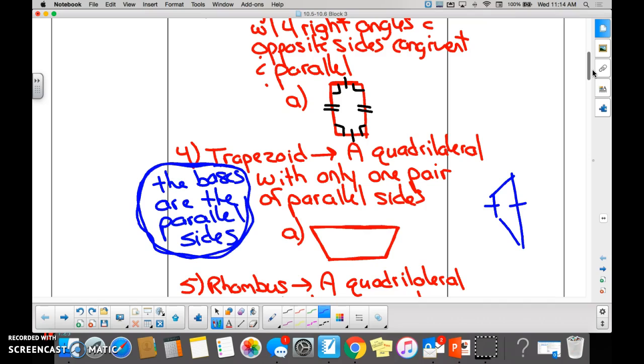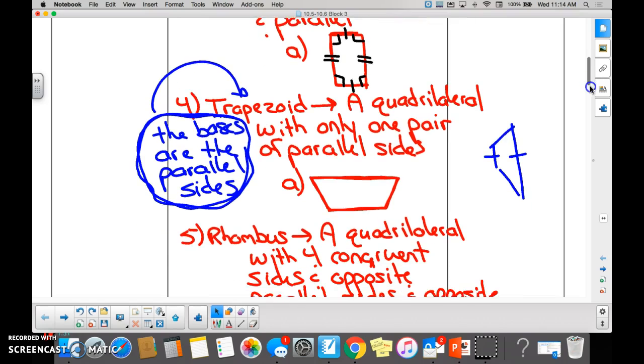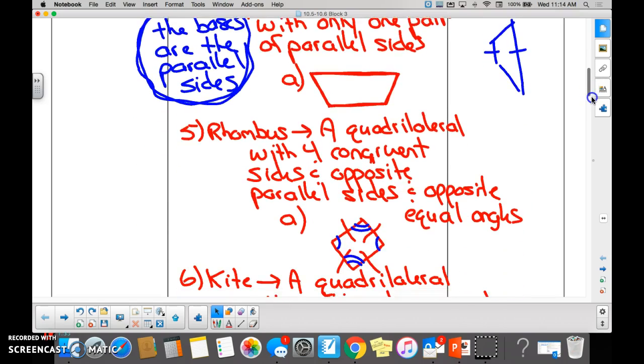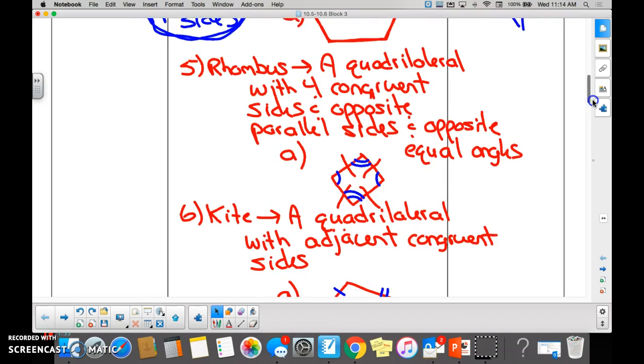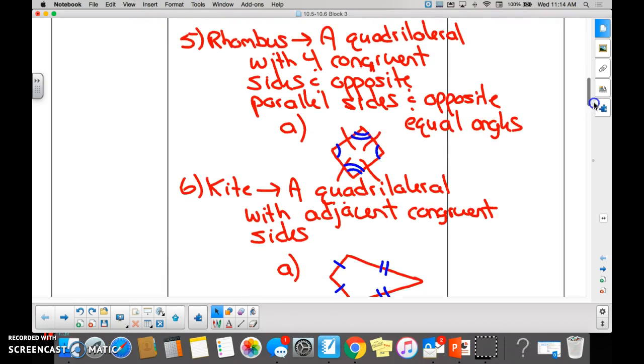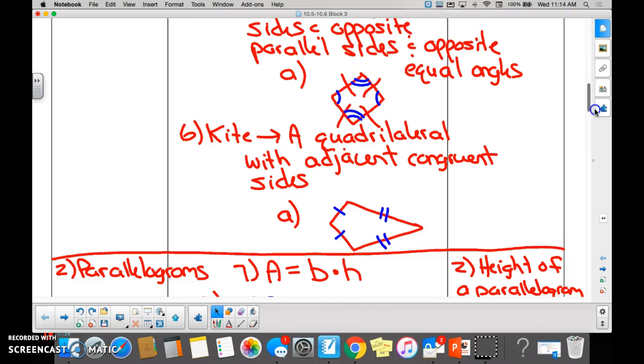And that would be true of a trapezoid. The bases of a trapezoid are the parallel sides. They're not necessarily the top and the bottom. It's just the parallel sides. Rhombuses and kites, we see definitions and pictures there. You definitely need to understand what a rhombus and a kite is.